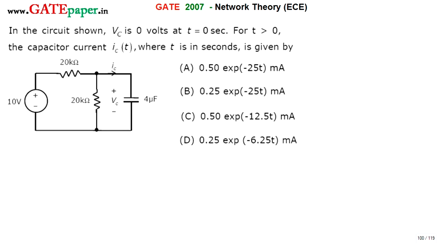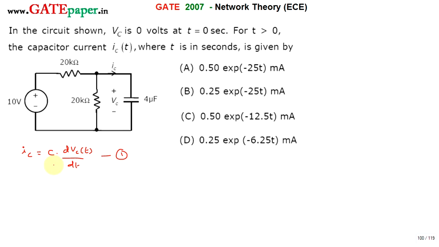So Ic means the current flowing through the capacitor. We know the relationship between capacitor voltage and capacitor current. Capacitor current can be written as C into dVc of t by dt. This is equation 1, the relation giving the current through the capacitor and the voltage across it. So first we need the expression for Vc of t, the voltage across the capacitor, then take the differentiation and substitute here to get Ic of t, which is the required answer.